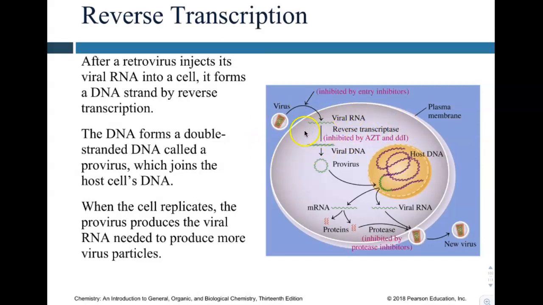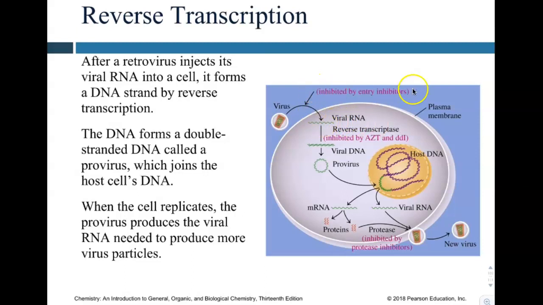So a retrovirus, like HIV, works like this, and it makes this viral DNA, this provirus, that then gets put in, and then we make more virus. AZT and ddI inhibit this step. They inhibit reverse transcriptase. They don't allow that to happen. So that's why certain drugs inhibit this from happening.